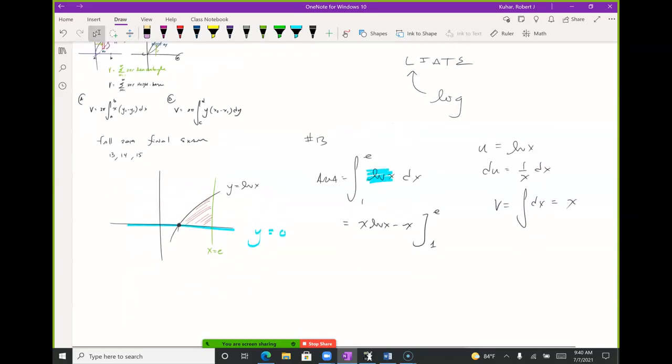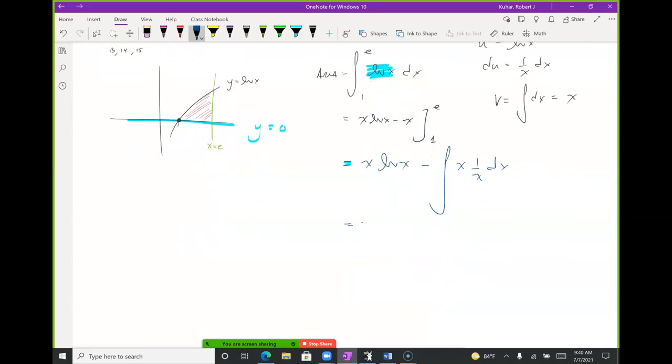So now I'm doing a step ahead here. uv, so x times ln of x, that's my uv, minus the integral of v du. v is x, du is 1 over x dx. And so you see there, I just get the integral of 1, minus the integral of dx. And of course, that integral is x. And there it is. There are all the details of that.